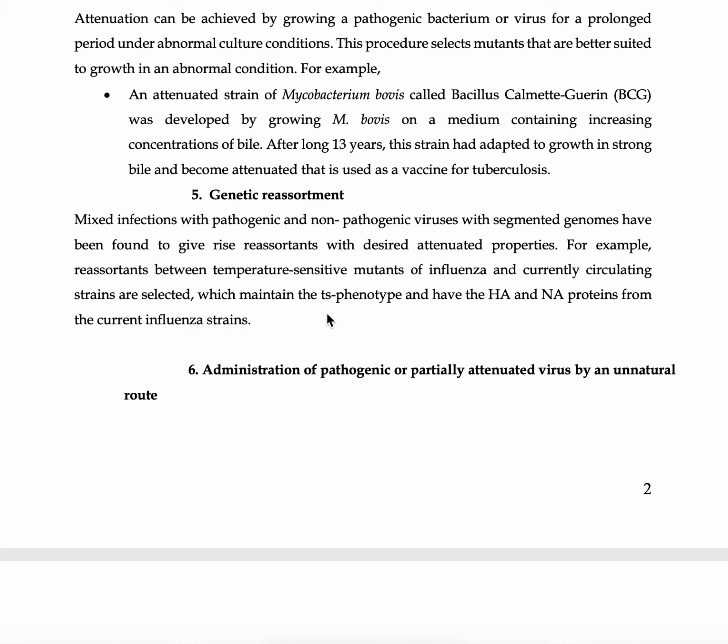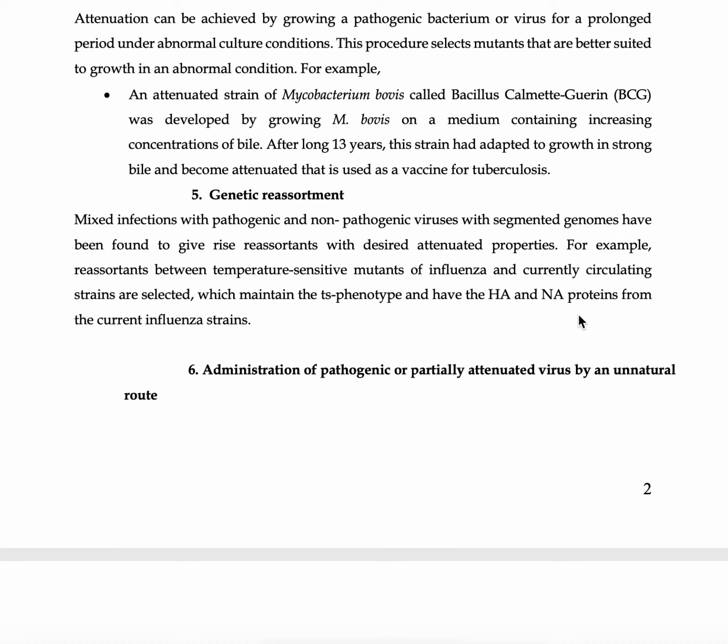And H and Na are antigens expressed on the surface of the influenza virus and can induce immunity, can induce our immune system. So in this way we can get an attenuated influenza virus which cannot cause the disease, but yet, as it has the H and Na on its surface, it can induce immunity.